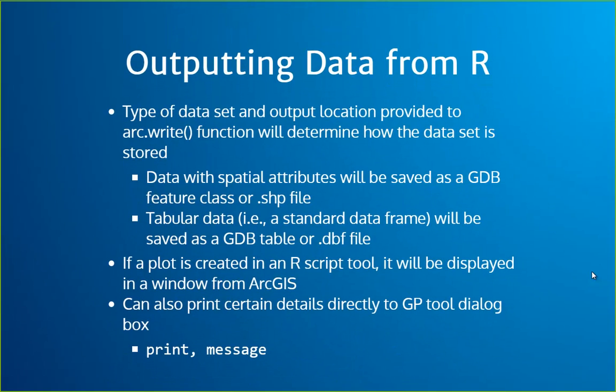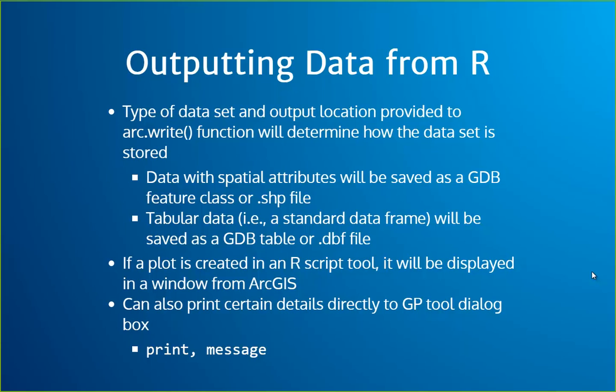All right, so a few notes on outputting data from R. Something that should be taken into account when you use the arc.write function is that the type of data set and the output location provided to arc.write will determine how that data set is stored. Data with spatial attributes will be saved as a geodatabase feature class if it's stored in a geodatabase, or a shapefile if it's stored outside of that. You can also specify these explicitly to the arc.write function. There are arguments, if you look at the help file for the arc.write function, that will allow you to specify all of these details explicitly.